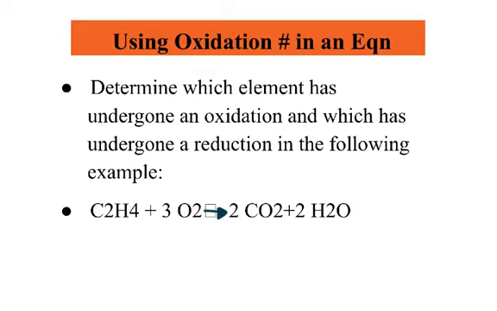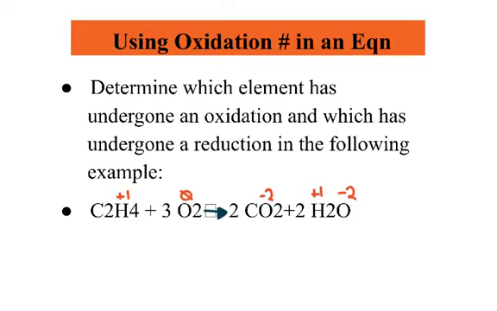So again, using the table, the hydrogen is a +1. O2 is in its elemental form, so that one is a 0. CO2, the O2 is a -2. H is a +1. Oxygen is a -2. So those are the ones we know. Now we're going to work out the ones we don't know.